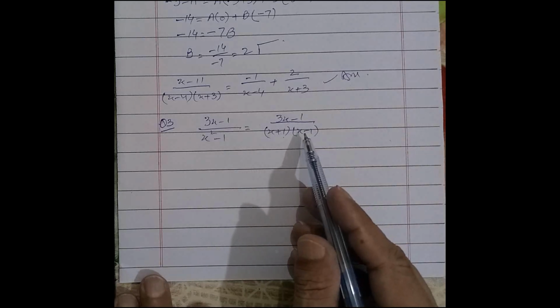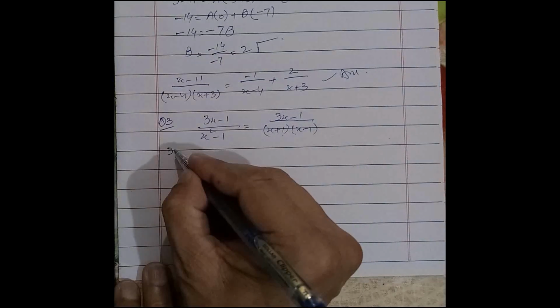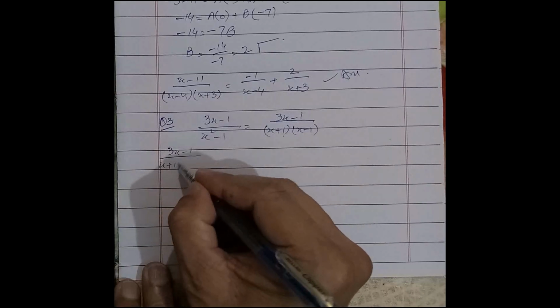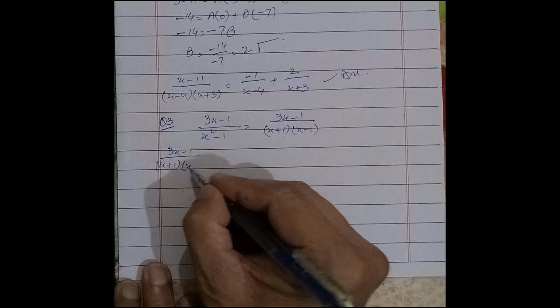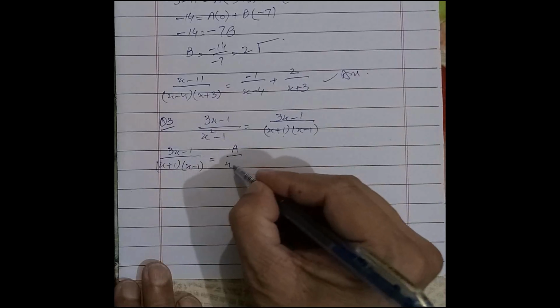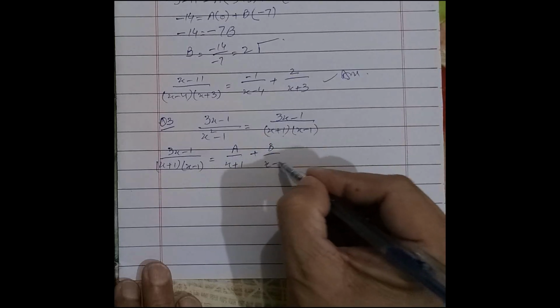Now we factorize these values, we get 3x minus 1 over x plus 1 into x minus 1 is equal to a over x plus 1 plus b over x minus 1.